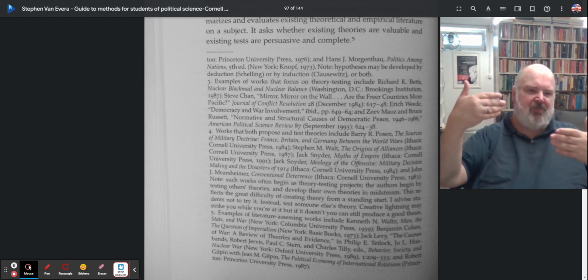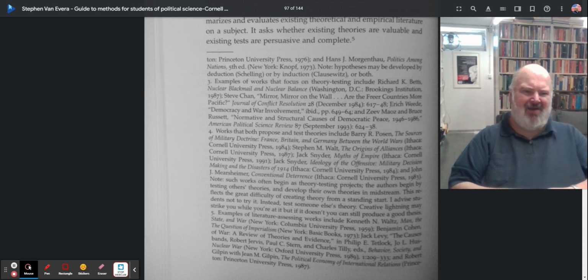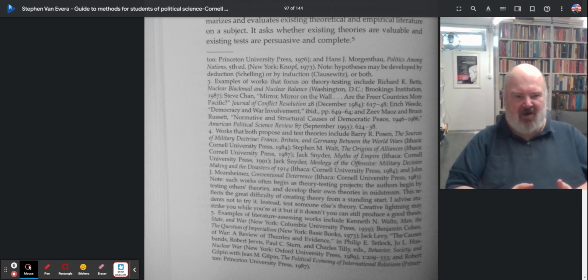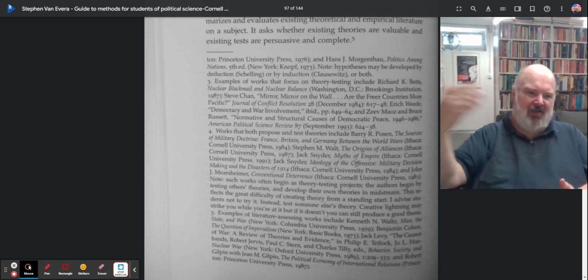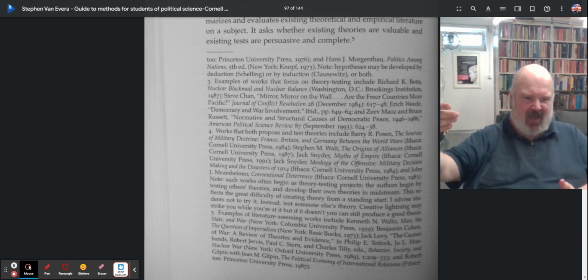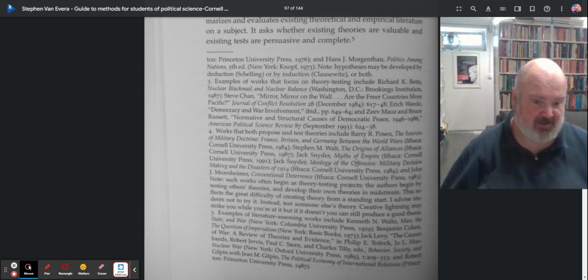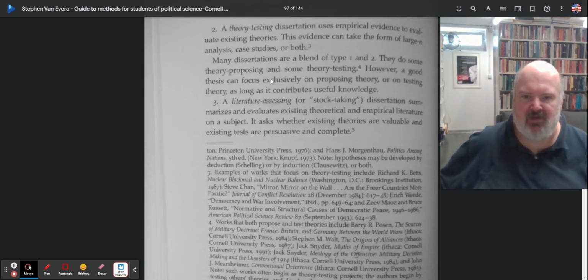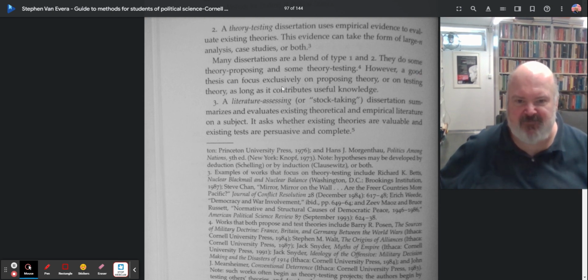So one that combines one and two, it's hard. A lot of theses do this, but it is risky in that sense because it's often very difficult. So therefore, like most of these guys, they first deconstruct someone, they attack someone else first, then they create theirs, right? That's the point. However, a good thesis can focus exclusively on theory proposing or on testing theory, as long as it contributes to useful knowledge. Again, this is the question. Does it contribute to useful knowledge in the field of study, right? That's the whole point. It must contribute to the field of knowledge. Does it give us more knowledge?